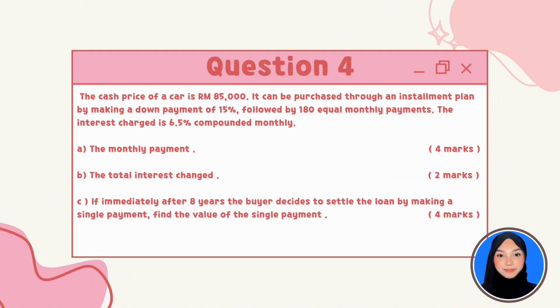In this video I will explain question 4. The question says the cash price of a car is 85,000 ringgit. It can be purchased through an installment plan by making a down payment of 15%, followed by 180 equal monthly payments. The interest charge is 6.5% compounded monthly.